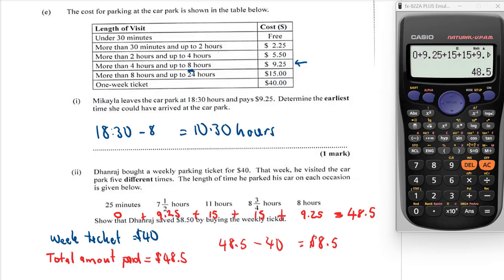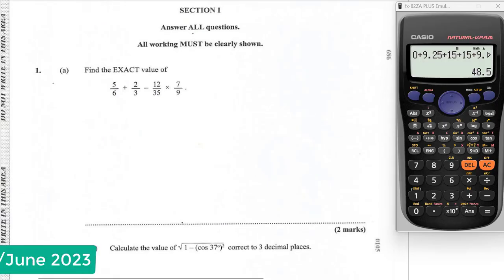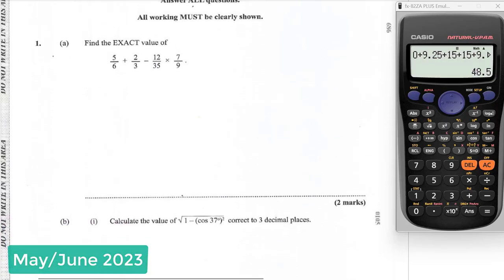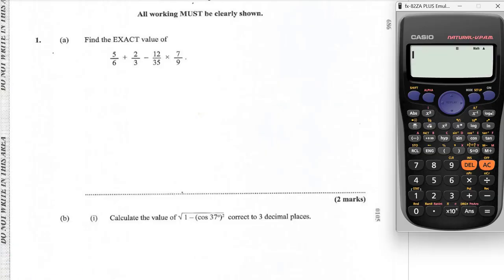A relatively simple question. So if we scroll down, we see 3 marks. So all we had to do was to just find the total cost of each of these times, right? And then we subtract it from the $40 he paid for the weekly ticket. So let's look at the next question. Again, we are looking at only question 1s, so you get a good understanding of how to tackle these questions. Of course, question 1s tend to be relatively easier.